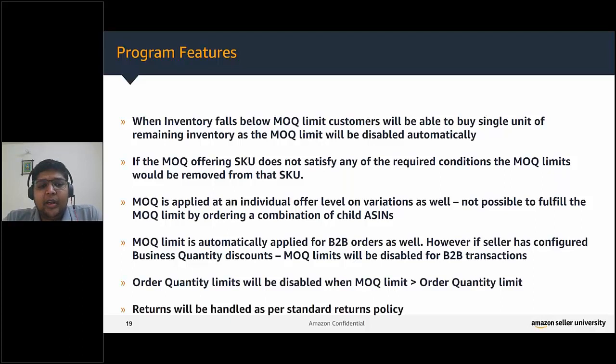And if you have put up an MOQ limit on some SKU, on some listing, and say you have updated the price so that the cart value is now going above 1,000, then we would remove the MOQ limit from that product. Currently, we don't have an option to apply MOQ on variations. So currently it can only be applied at an ASIN level. The MOQ limit is automatically applied for B2B orders as well. If you have any order quantity limit which is less than the MOQ limit, then that would be disabled, and returns will continue to be the same as per the current returns policy.